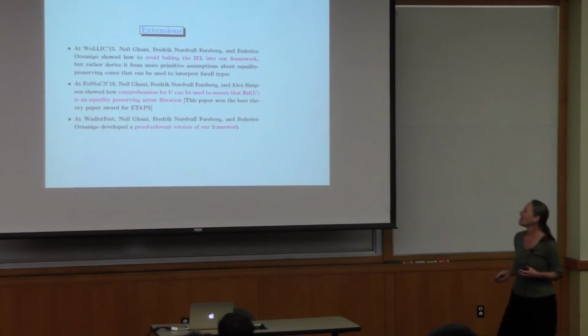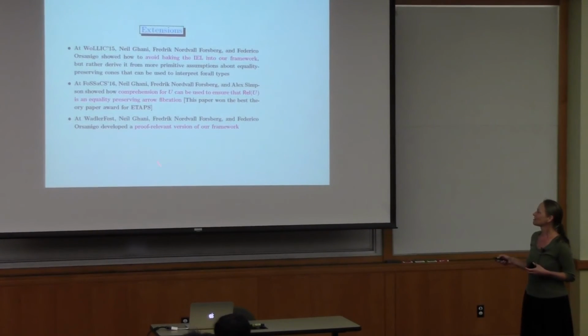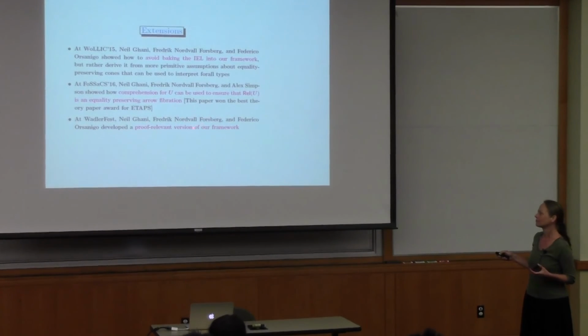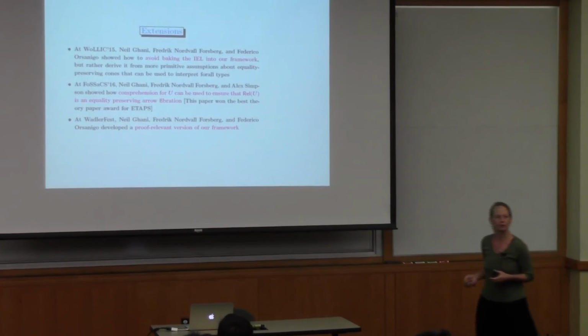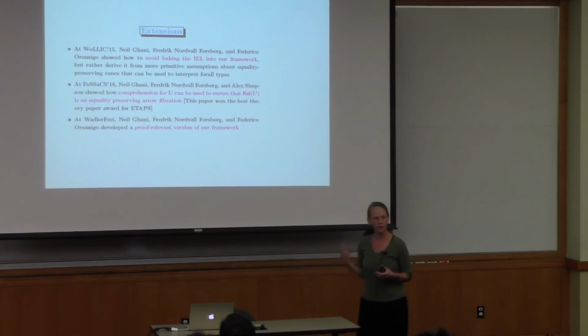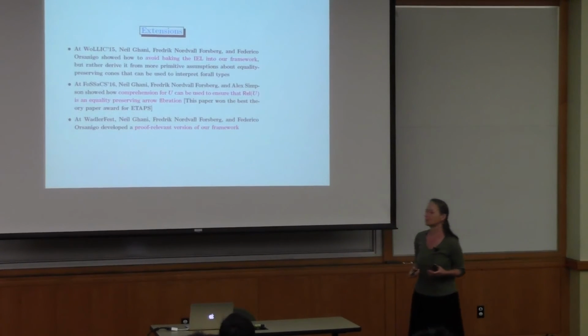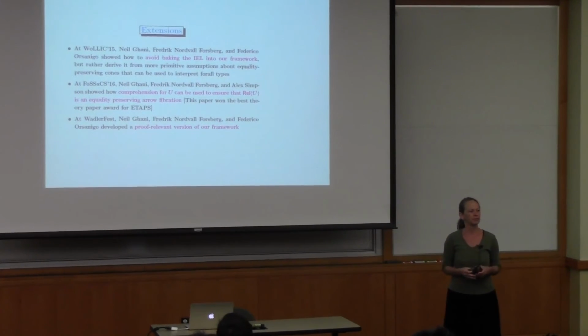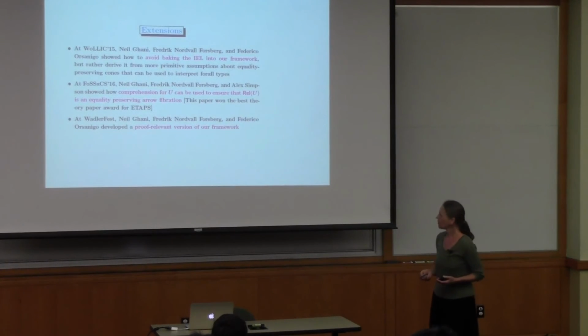Hooray. At Wadlerfest, some random collection of people who work on this stuff also developed a proof-relevant version of our framework. So ours is proof-irrelevant, right? Because it just says either things are related or they're not related. It doesn't say things are related this way, or have this witness and that witness and another witness.